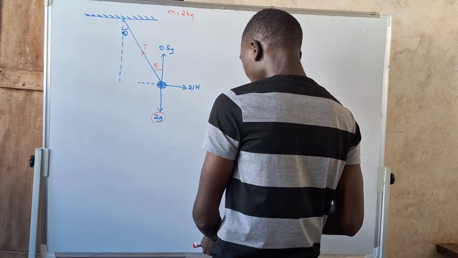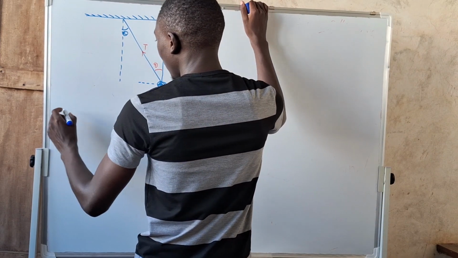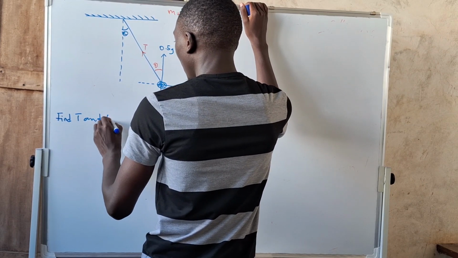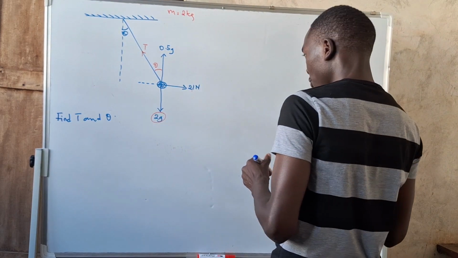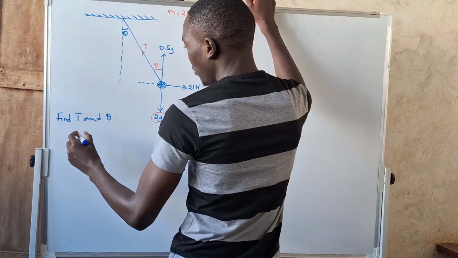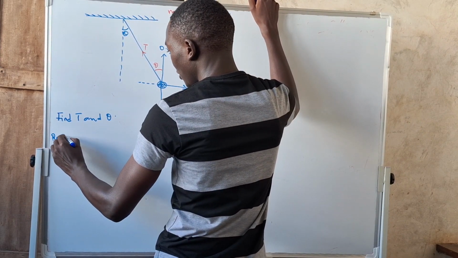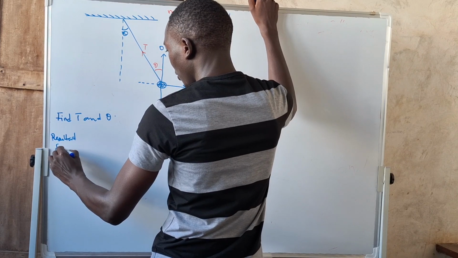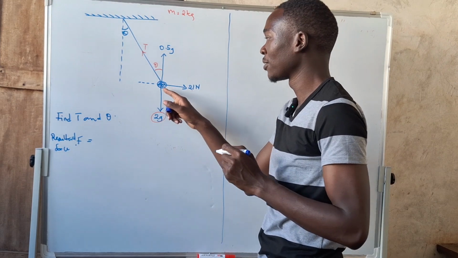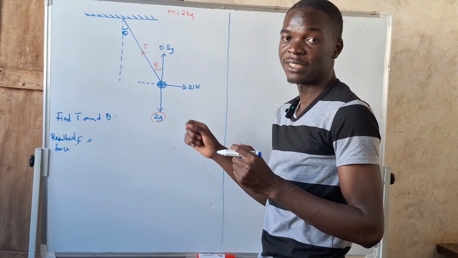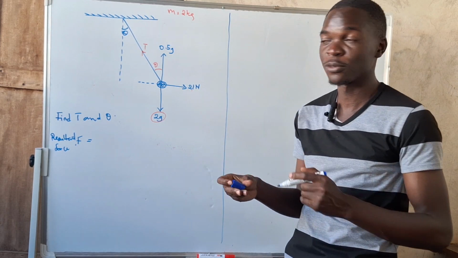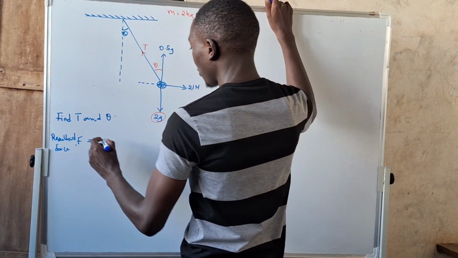Actually, in this question, the examiner wants us to find the tension T and then find the angle theta. So we are also going to solve this. I want us to begin with the resultant force acting on the body. Remember, the body is at rest at this moment, which means it is in equilibrium. If it is in equilibrium, then the resultant force on the body is always equal to 0. That's why we find the resultant force.